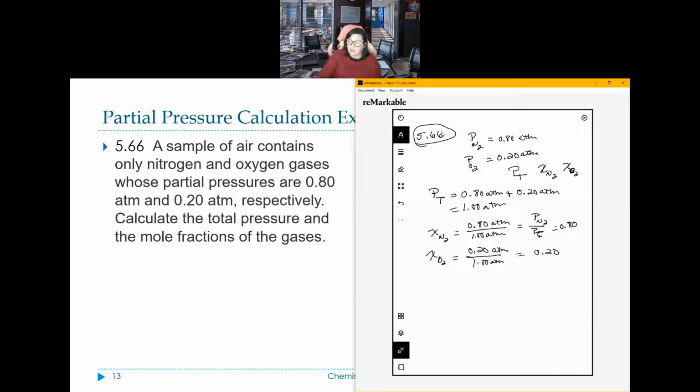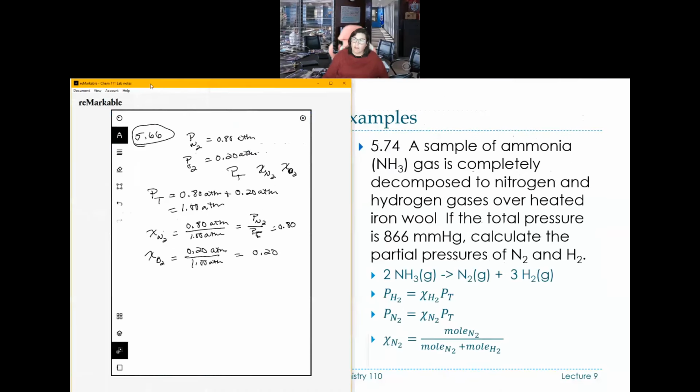I did it! I found the total pressure, I found the mole fraction of N2, and the mole fraction of O2. Now, if I wanted to, I could go through the whole calculation of what is the number of moles of N2, what is the number of moles of O2. I can do all of that, but it comes out exactly the same way, all right? So that's 5.66. Awesome sauce. Let's move over. Now let's talk about 5.74.